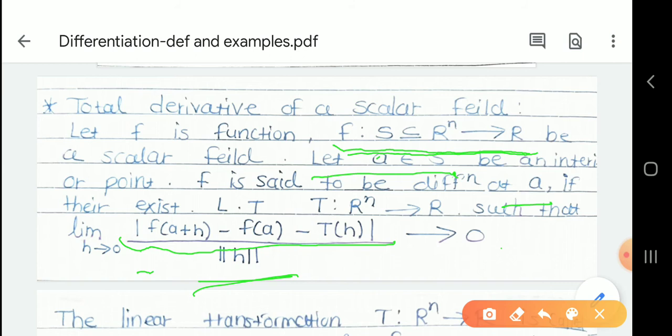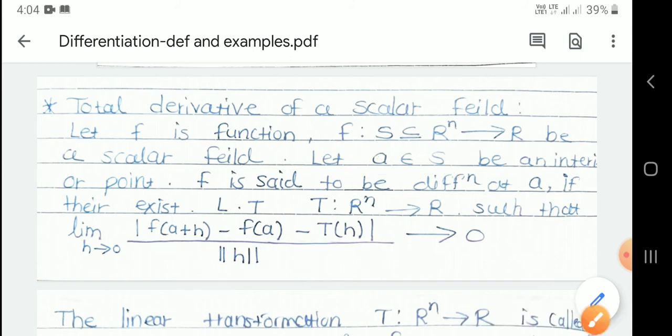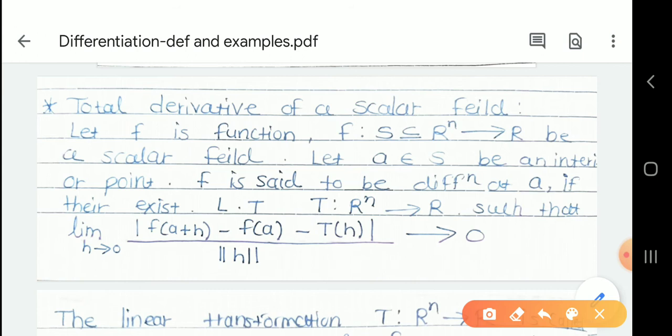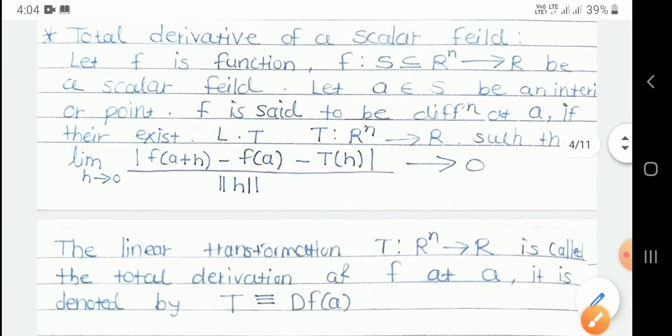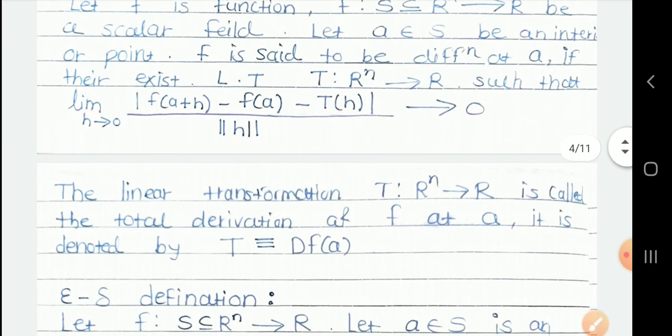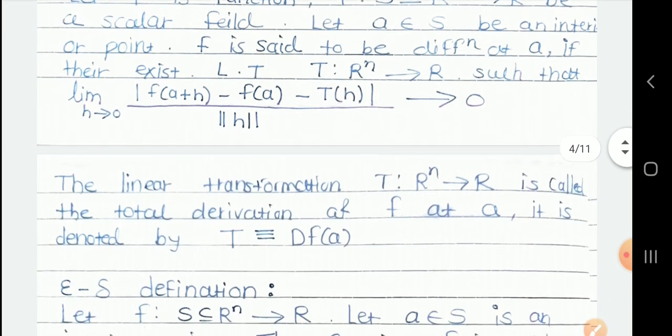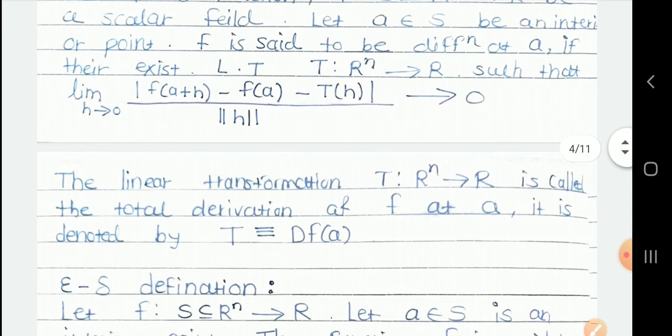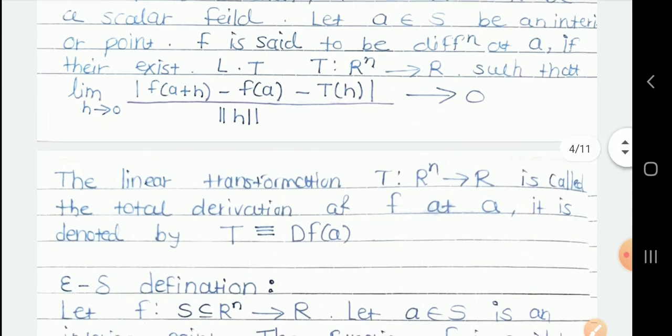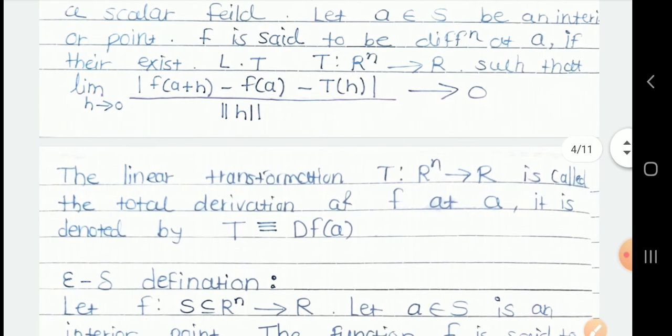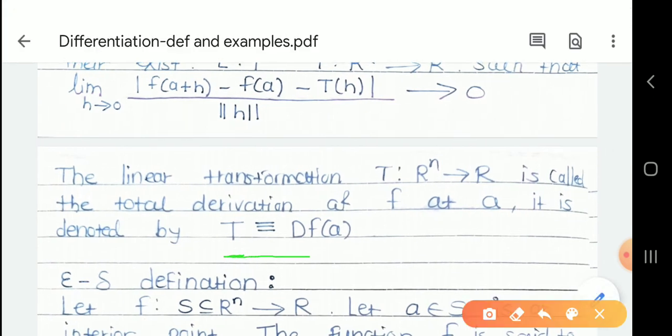Okay, total derivative means: function f is a function defined from Rn to R, a scalar field. The point A belongs to S, be an interior point of that function. Then the function is differentiable at A if there exists a linear transformation which satisfies the following limit. The linear transformation T defined from Rn to R is called the total derivative of that function at A. It is denoted by T is equal to derivative of f of A.